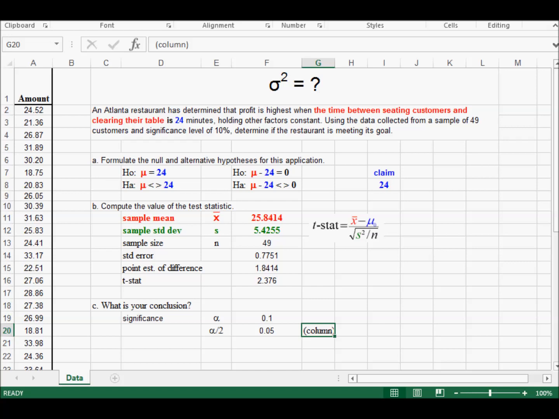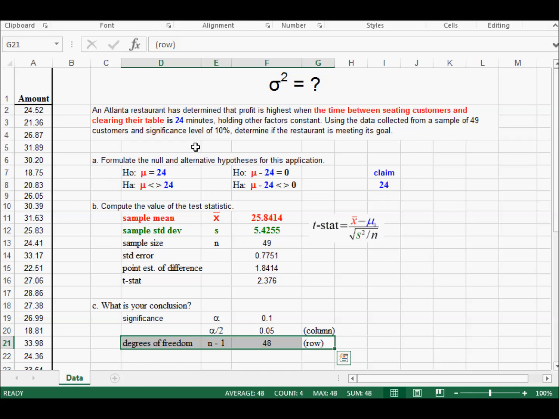That's the column of the t-table. And the t-table is where we get the critical value. We have to compare the t-stat to two t critical values, and we're going to find the critical values in column 0.05 of the t-table. The row is found in the degrees of freedom. The degrees of freedom here is 48, because our sample size is 49. That's the row in which we find the t critical value.